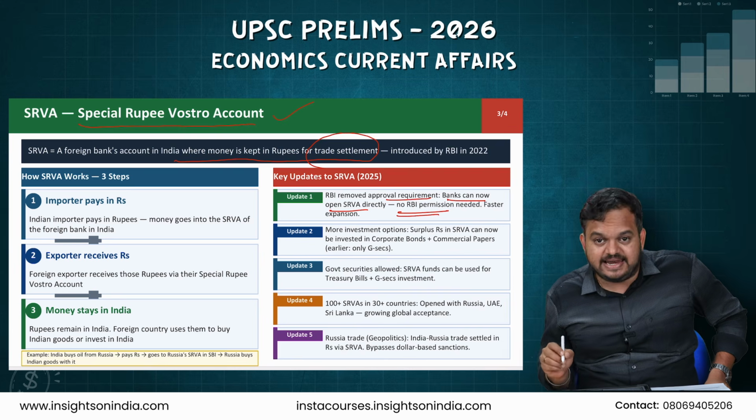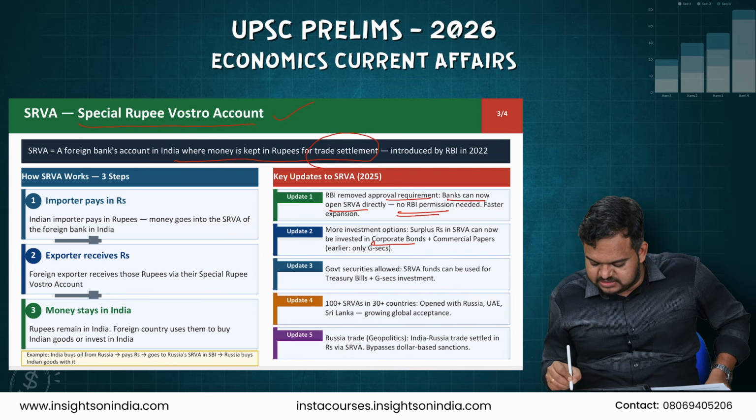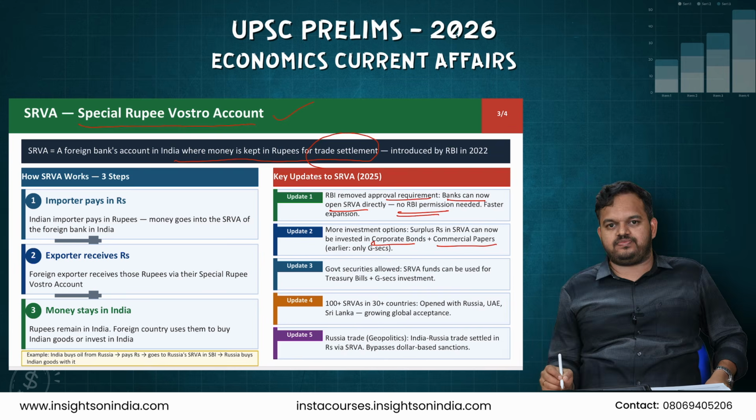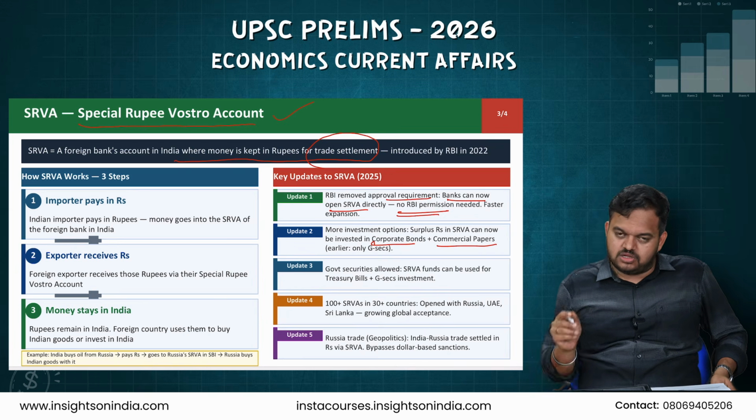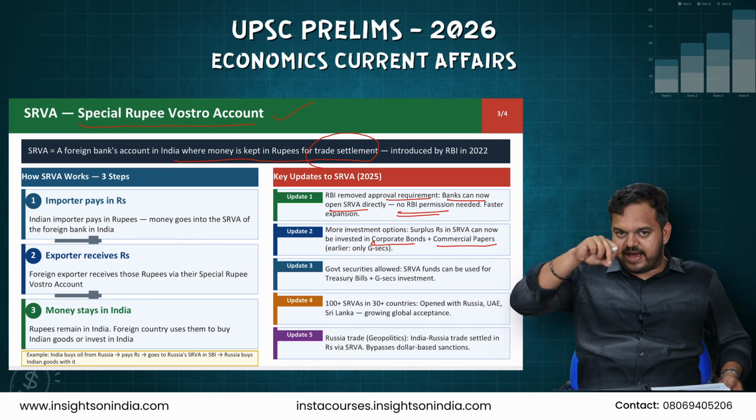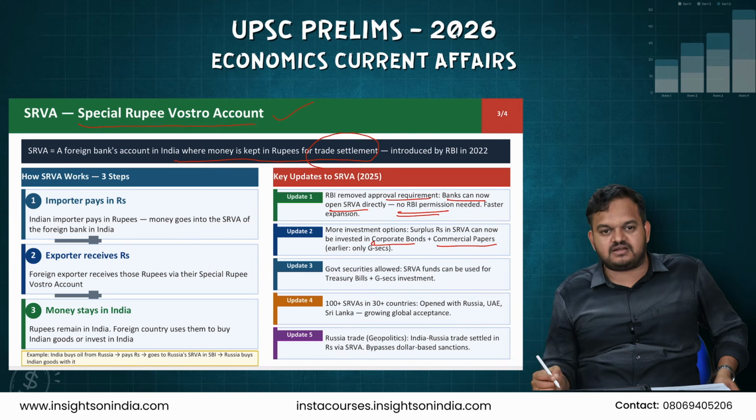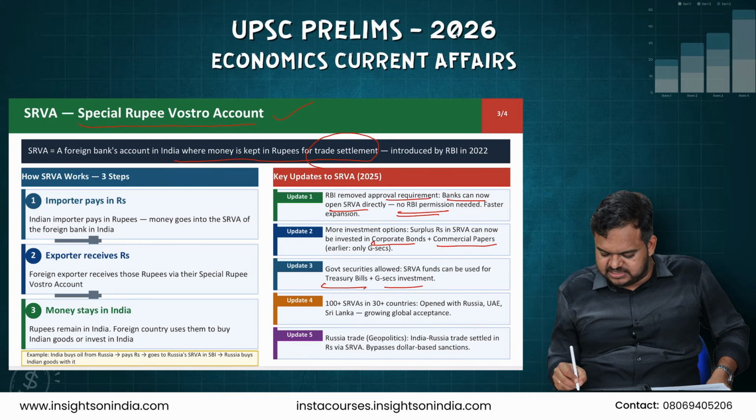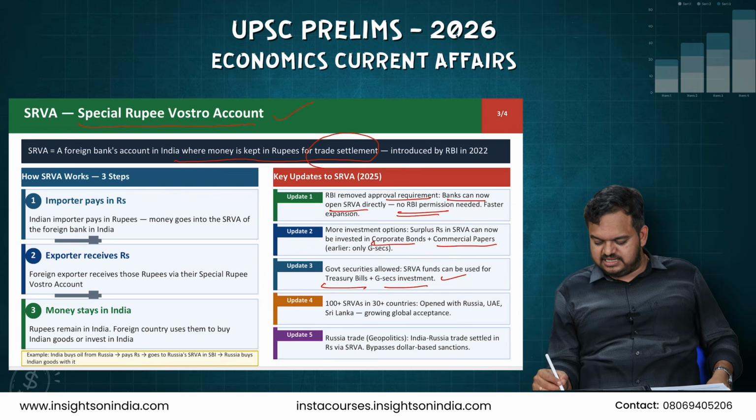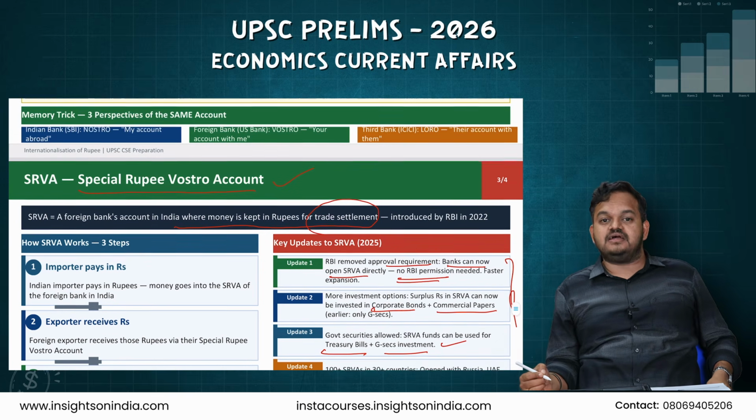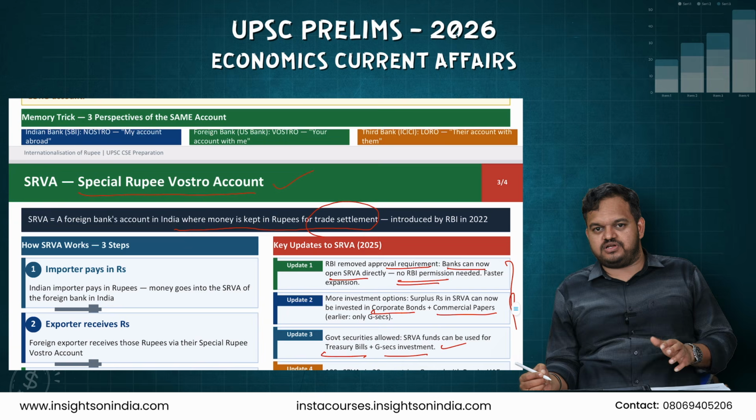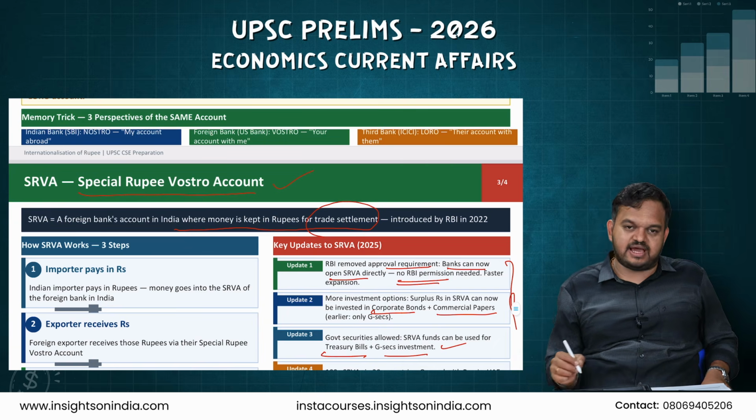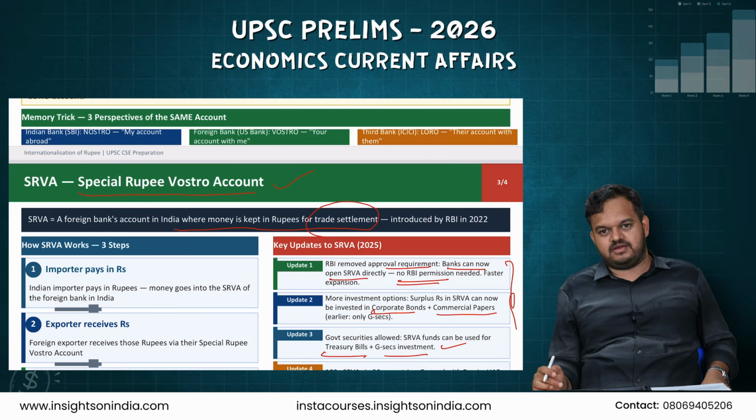Now, the money in the SVRA account can be invested in corporate bonds as well as commercial papers. Right? I think you know what is corporate bond, commercial paper. The money that is part of the SVRA account can be invested back into corporate bonds and commercial papers, also into treasury bills and G securities. So these are the important things, potential for your prelims, right? What is SVRA and the recent provisions made by RBI with respect to SVRA.